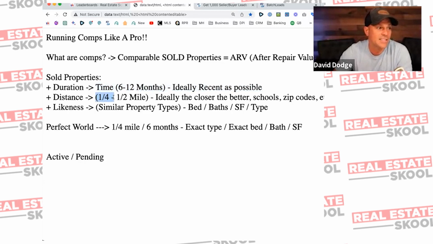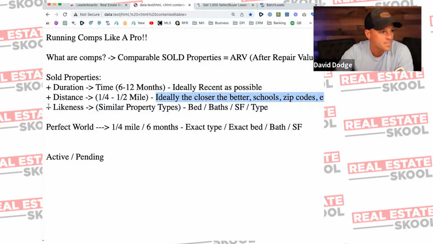Same with the distance. 1/4 mile is going to be ideal. If you're in a super densely populated area, you might not want to go beyond there. You might not need to go beyond there. If you are out in the middle of the country and there might not be any properties that have sold in, let's say, 12 or even 18 months in a 1/2 mile, then you may want to take it out to a 3/4 mile or even a mile. But again, the closer, the better is going to be ideal.